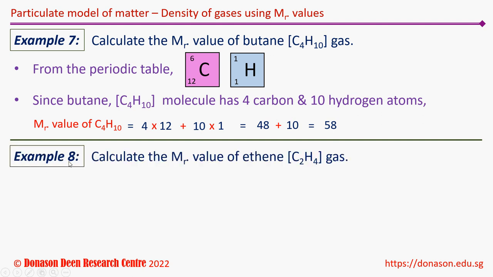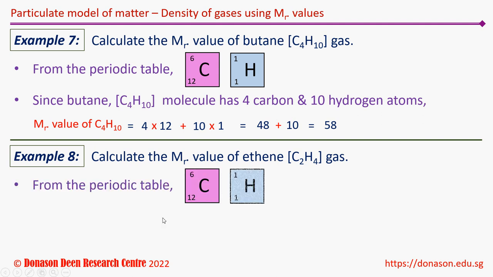How about another example. Calculate the Mr value for ethene. The molecular formula here is 2 carbon atoms and 4 hydrogen atoms. So 2 carbon atoms bonded together with 4 hydrogen atoms form a molecule of ethene. Again in the periodic table we're just going to use carbon and hydrogen to work out the relative molecular mass of ethene gas.